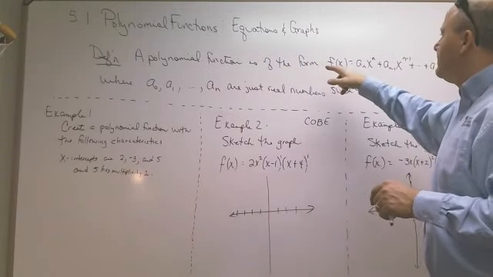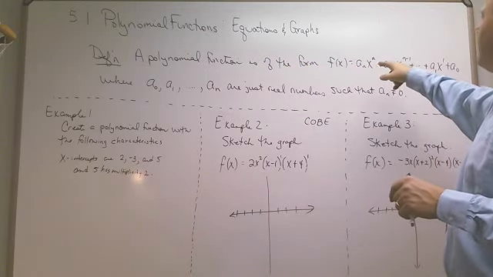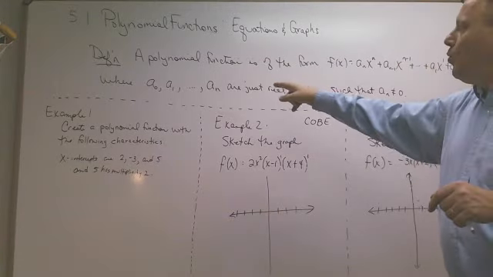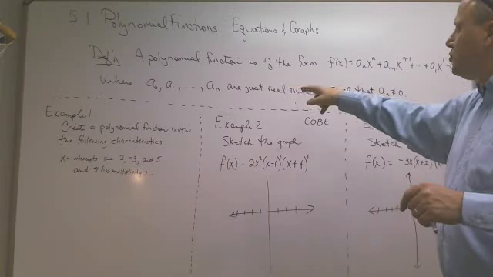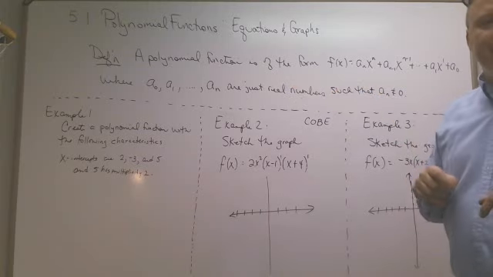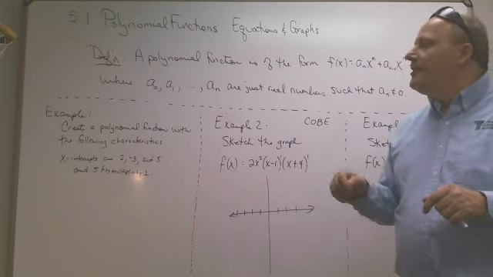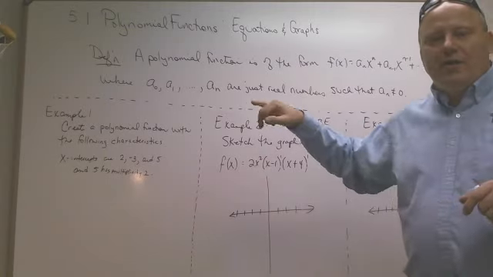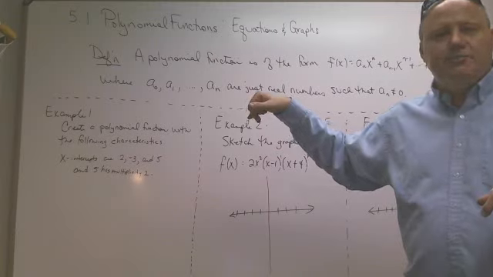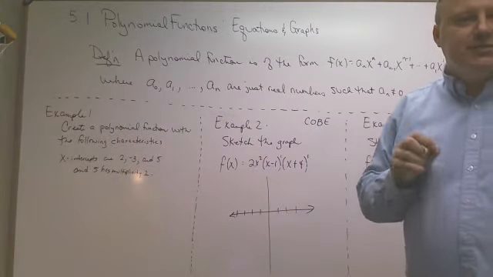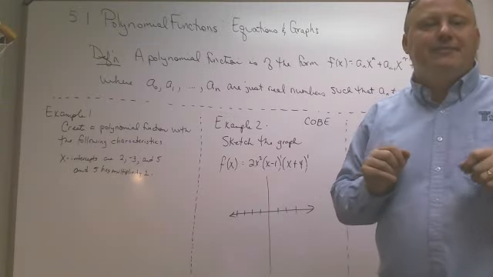A polynomial function is of the form f of x equals a sub n x to the n plus a sub n minus 1 x to the n minus 1, all the way out to a sub 0, where a sub 0 out to a sub n are just real numbers such that a sub n does not equal 0. We spent a little bit of time with that in class, and I'm not going to go back into detail what to do with the subscripts on these terms. So just go back to your class notes for that. I'm going to concentrate on just the basic information here.